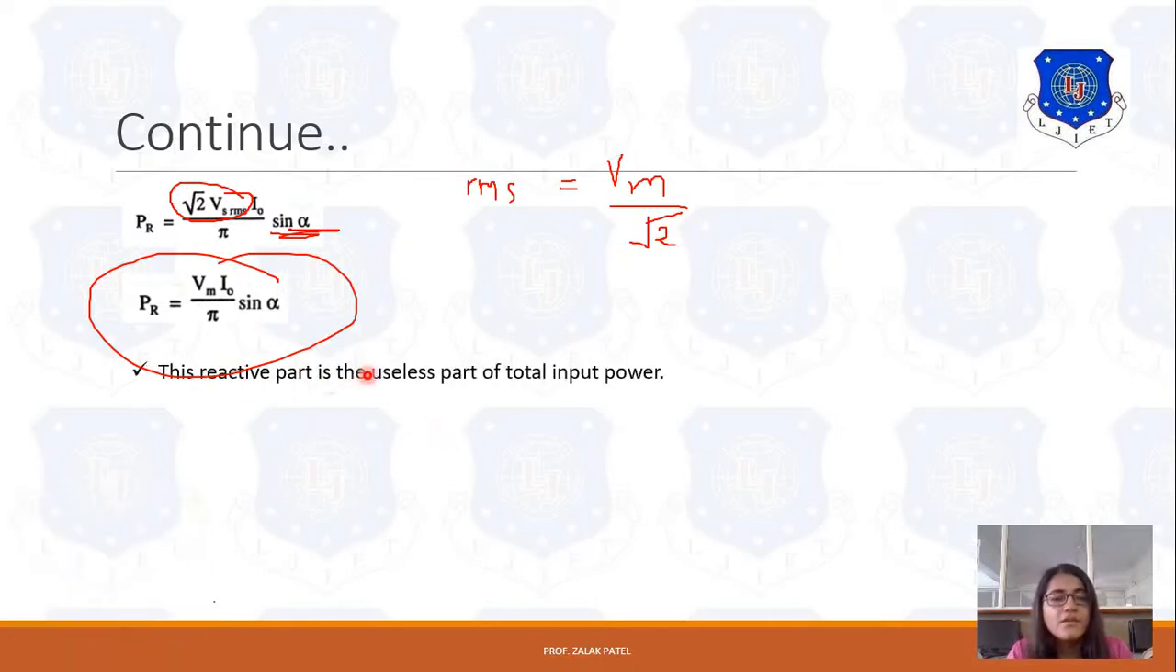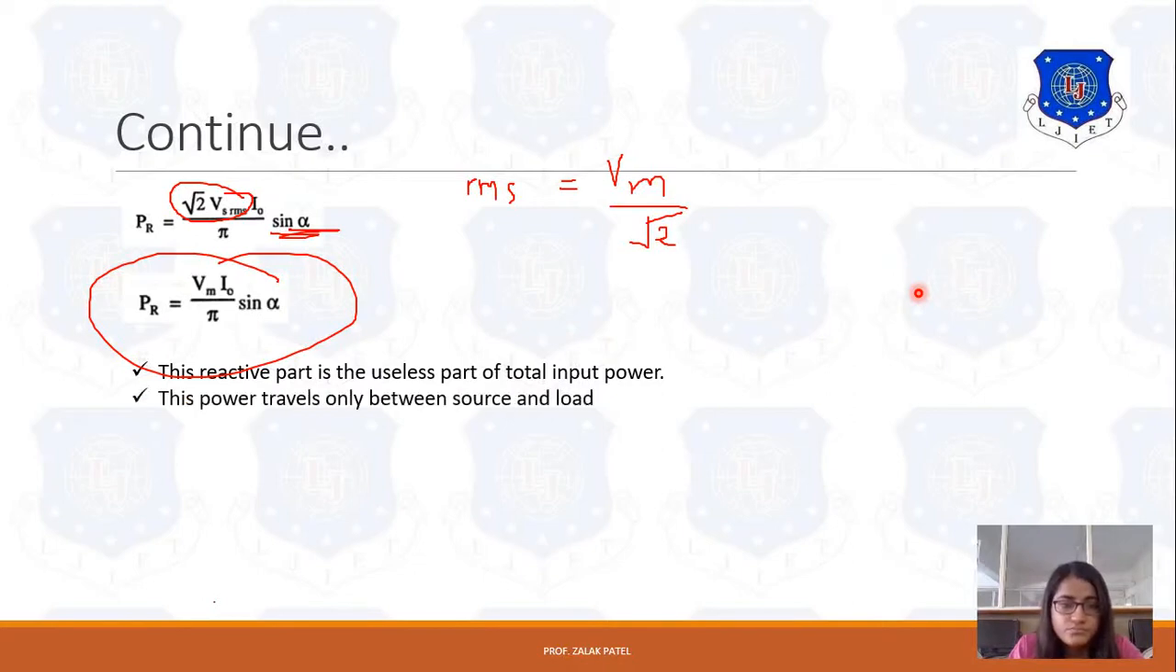Reactive power is a useless part of total input power, because total input power has active power plus reactive power, in which the reactive power is not the desirable term, so it should be as minimum as possible, while active power should be as high as possible. Its value is almost equal to 0, but practically it is not possible to take it as 0, and it only travels between the source and load.